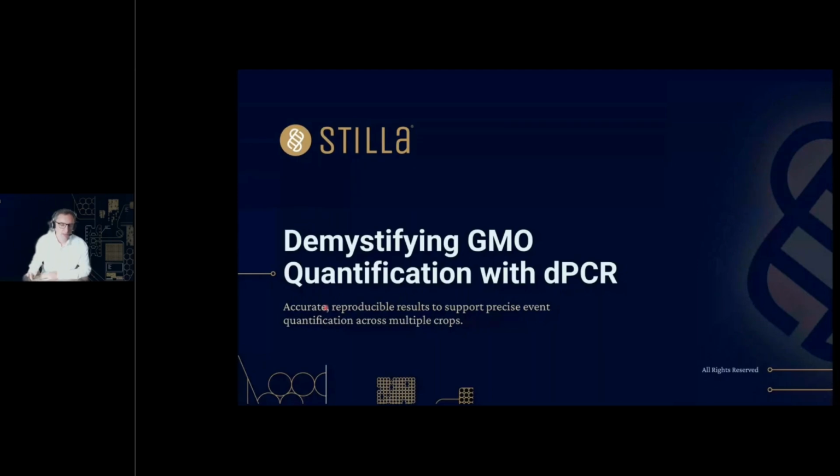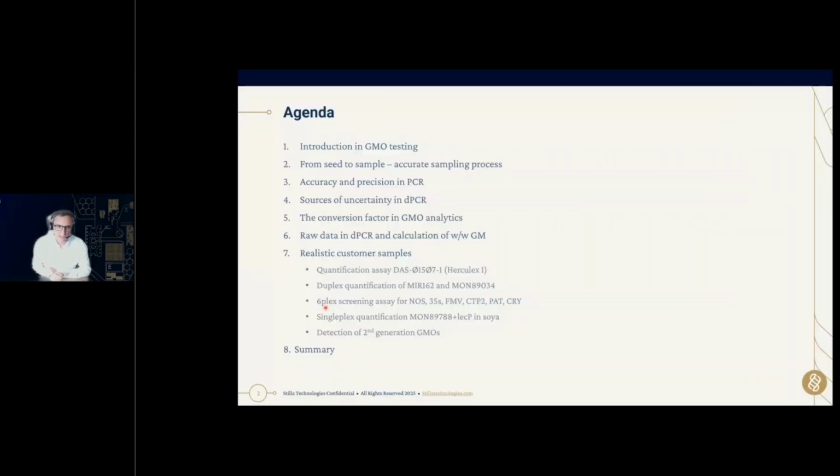And as Mariam already mentioned, we will talk today about GMO quantification and screening using digital PCR as an accurate, reproducible result to support precise event quantification across multiple crops. So what we will do, we will start with a brief introduction, and then I will explain briefly what has been already mentioned in the official guidelines, so how we get from a seed to a sample, and what is the accurate sampling process. We will talk about accuracy and precision in digital PCR, and also generally PCR and NGS.